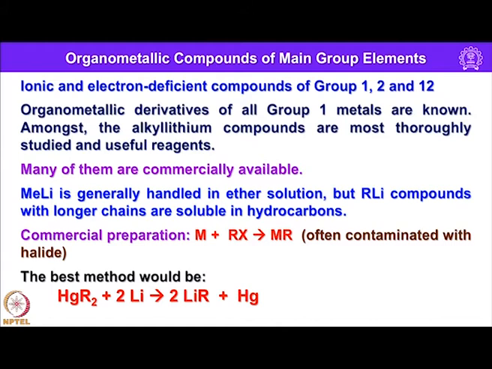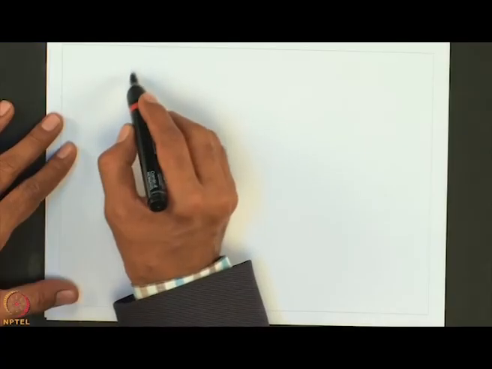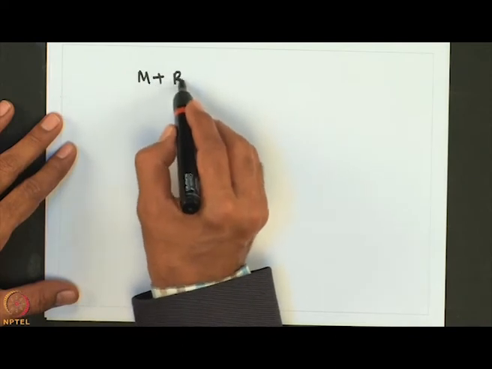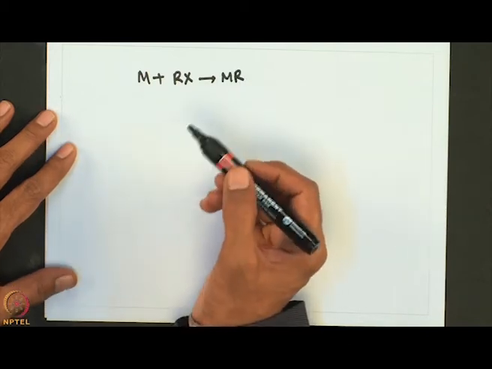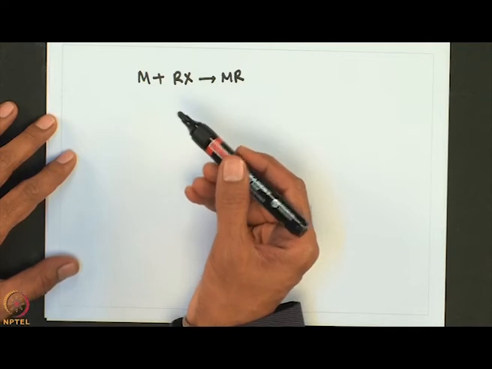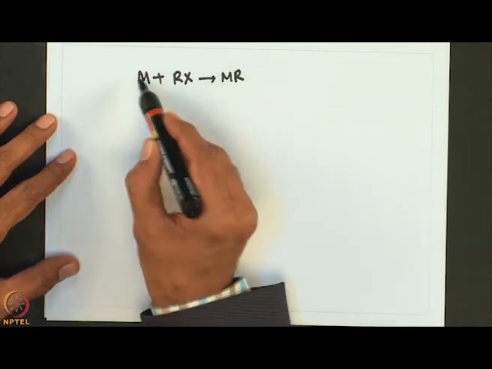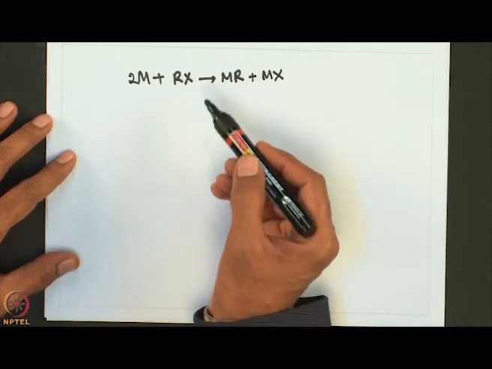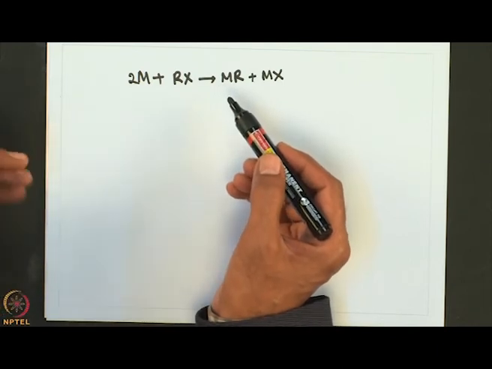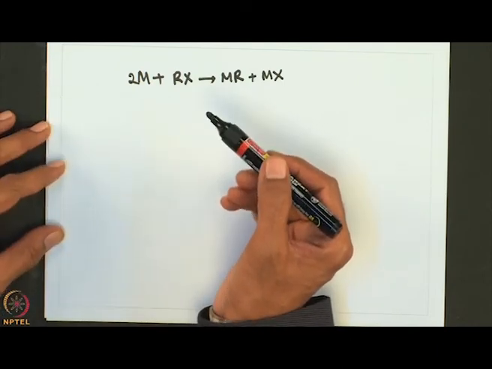So, commercial preparation, as I mentioned, can involve M plus RX giving MR. They are often contaminated with halides. In this method, basically we are taking two equivalents of M, and MR and MX come out. This is the commercial method of preparation of methyl lithium or ethyl lithium or tert-butyl lithium. But the best method for the preparation of these compounds which are free from halide contamination is to go for the transmetallation method.